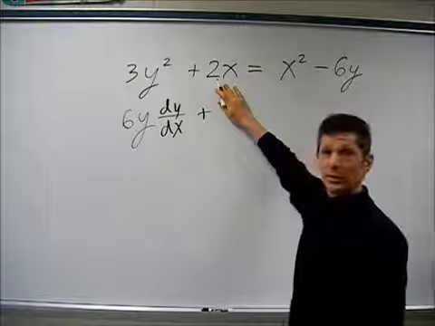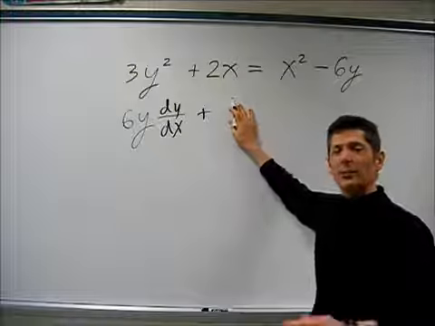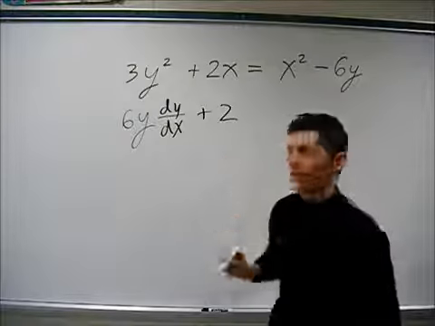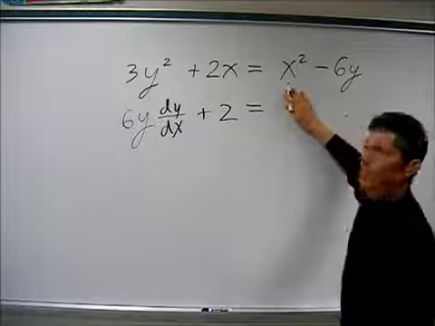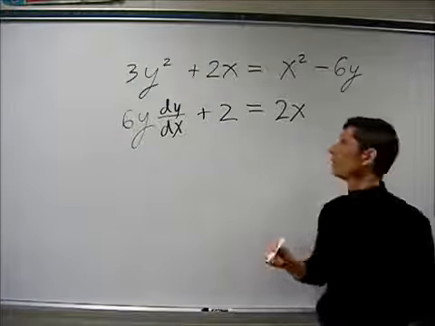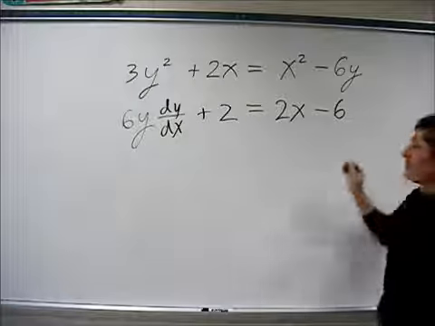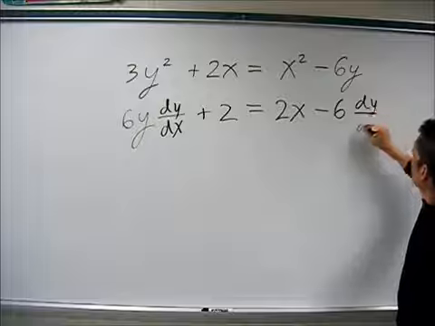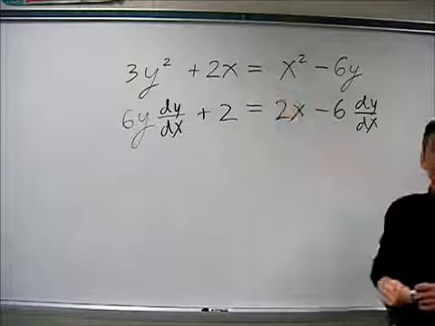Beautiful. The derivative of the next term is 2 times the derivative of x. Again, it's dx, but I'm not going to write it because dx is 1. Equals the derivative of the next term, 2x. Again, I'm not going to write dx. And the derivative of 6y is 6 dy/dx. Very nice. So that is the derivative of this function.